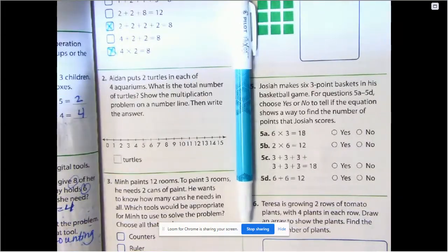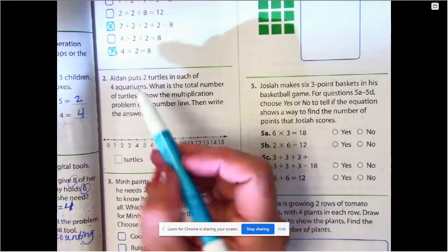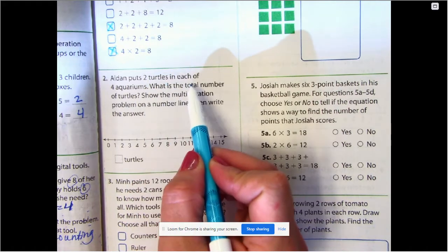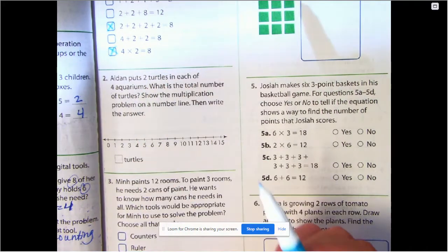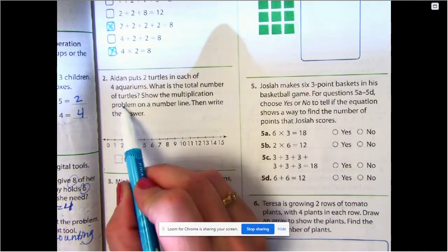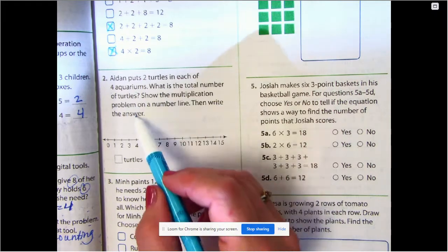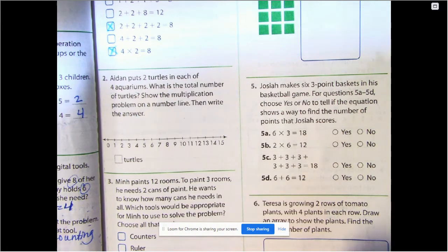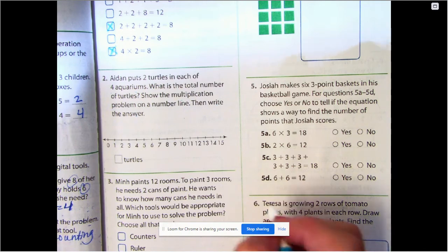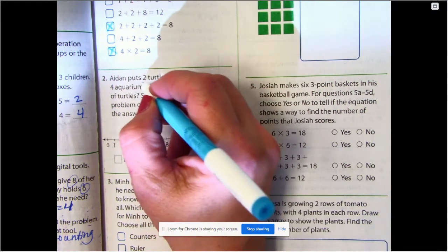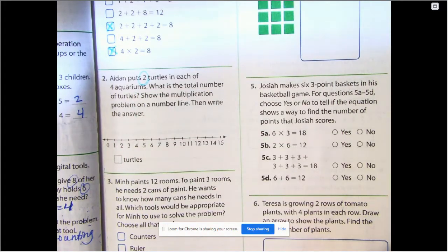All right, we're going to go down to number 2. Aiden puts 2 turtles in each of 4 aquariums. What is the total number of turtles? Show the multiplication problem on a number line and then write the answer. So he puts 2 turtles in each of 4 aquariums. So our jumping size is going to be 2. We're going to make jumps of 2, and we're going to do that 4 times.